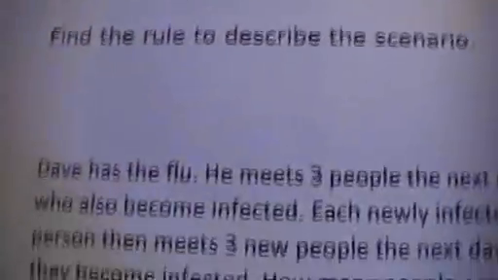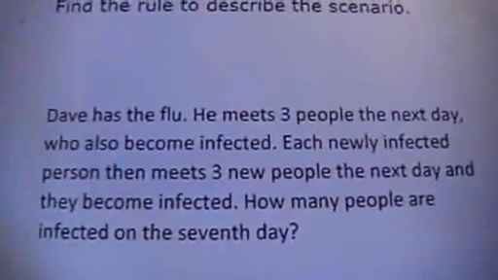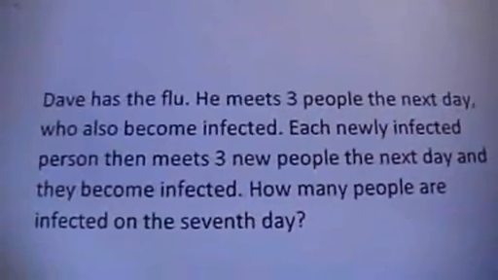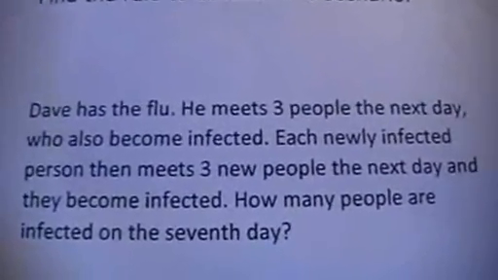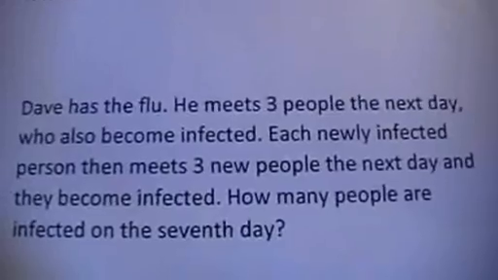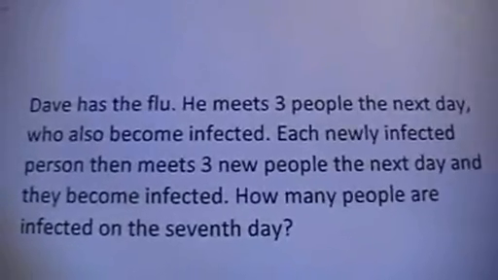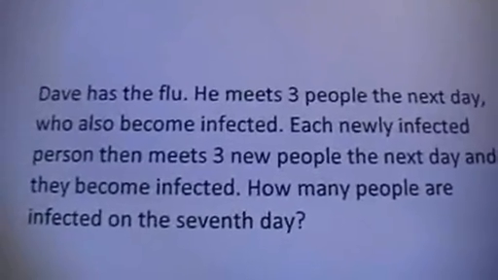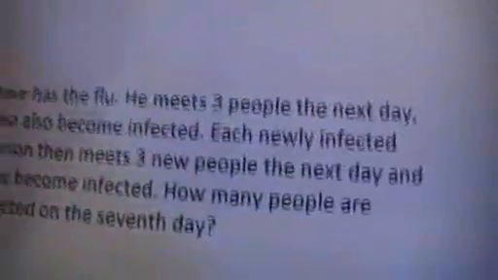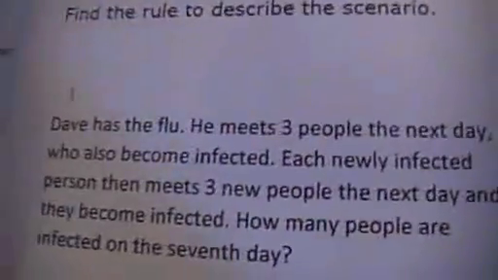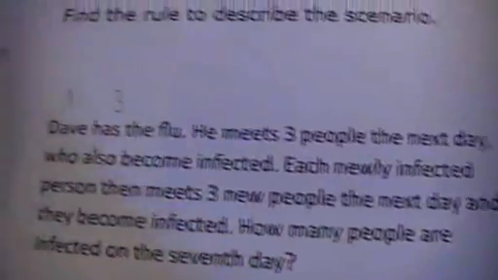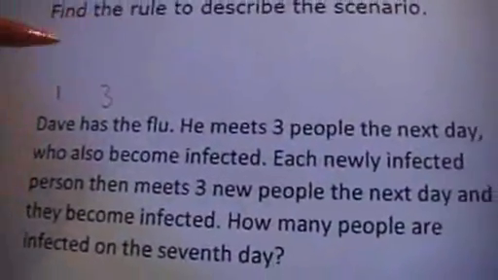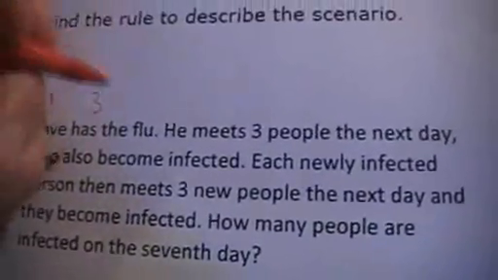Okay, this one, again, very relevant. Dave's got the flu, meets 3 people who also become infected. Each of those people then meets the next day and infects 3 new people. So each day, all the infected people meet 3 new people. Okay, so let's have Dave as 1. So then he meets on day 2 3 people. So times it by 3. On day 3, those 3 people each meet 3 other people.